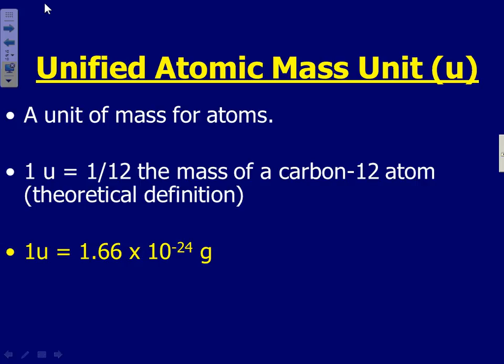That's how we weigh protons and neutrons. A proton is 1 U, and a neutron is 1 U. And what is that compared to? A carbon-12 atom divided by 12, 1. Okay?